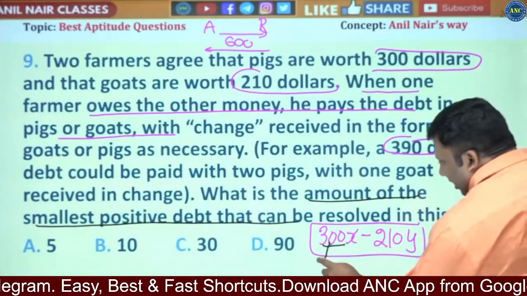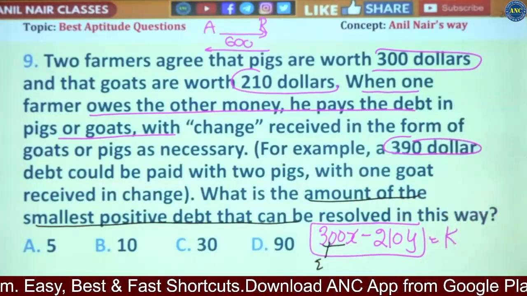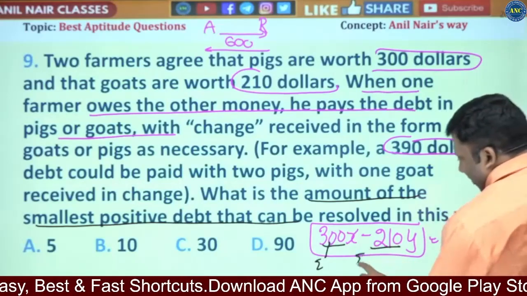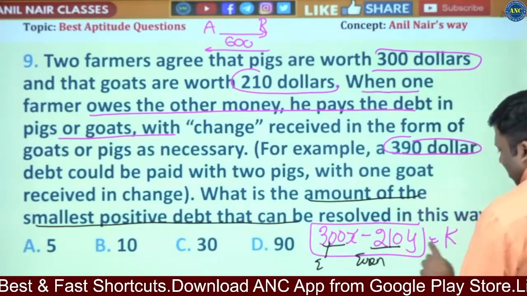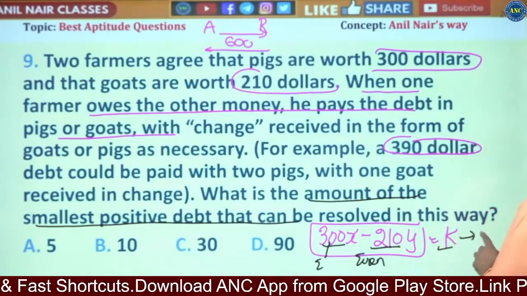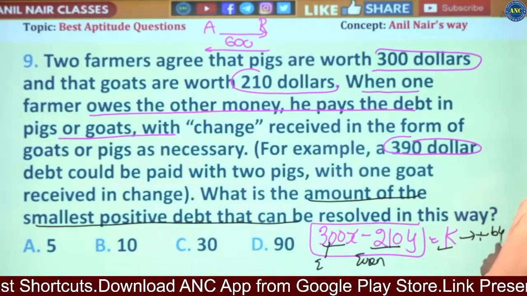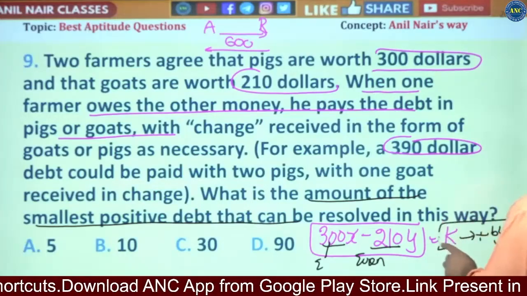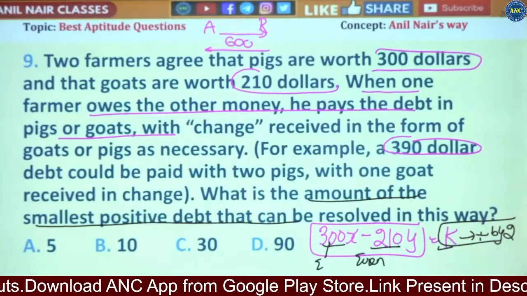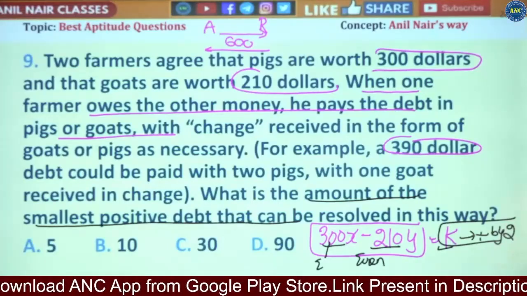300 is an even number, 210 is an even number. Even minus even is even. Answer should be divisible by 2. Are you all with me?